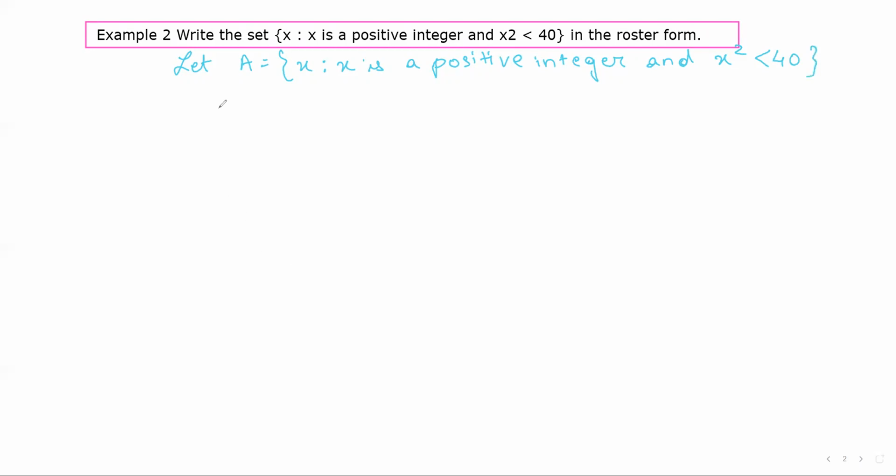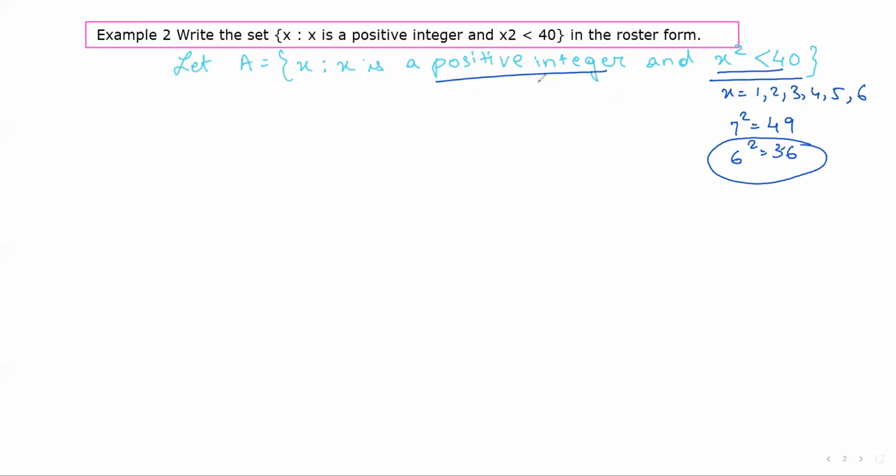So positive integers means integers which are 1 or greater than 1: 1, 2, 3, 4 and so on. x squared is less than 40. Now squaring, we get 7 squared is equal to 49 and 6 squared is equal to 36. So your x squared should be less than 40, which means 6 squared, 36, is less than 40. x can have any value between 1 to 6 to satisfy this condition. So x can be either 1, 2, 3, 4, 5 or 6.